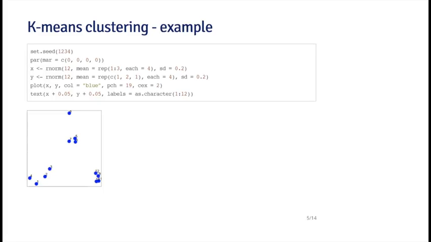Here's a quick example of how you might use the k-means clustering algorithm. I've generated some random data here in 2 dimensions, so it's easy to visualize. The x-coordinates and the y-coordinates all come from a normal distribution with different means. I've specifically created 3 different clusters for these 12 observations, so each cluster has 4 observations in it. When I plot the data, it's very obvious that there are 3 clusters. I put labels on each of the points.